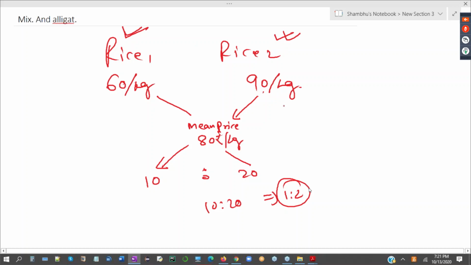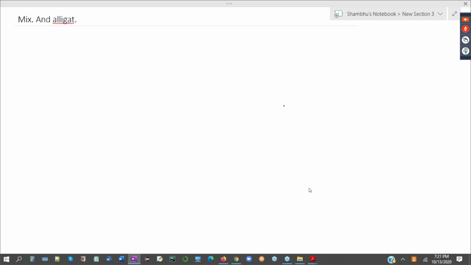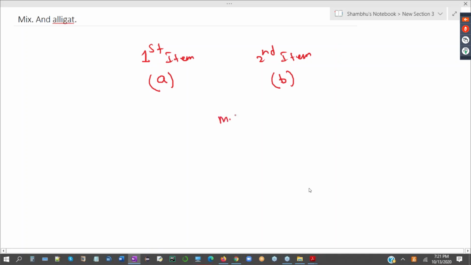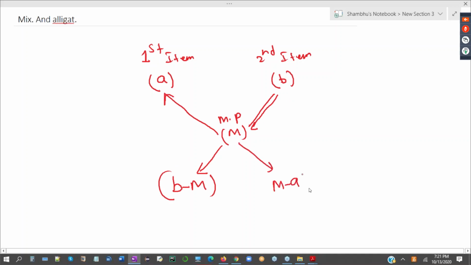In a general manner, what I'm trying to say is: if you have two items, first item and second item, the first item price is A rupees per kg, the second item price is B rupees per kg, and the mean price is M, then the ratio in which they are mixed is always B minus M to M minus A. This is the ratio in which they will be mixed.